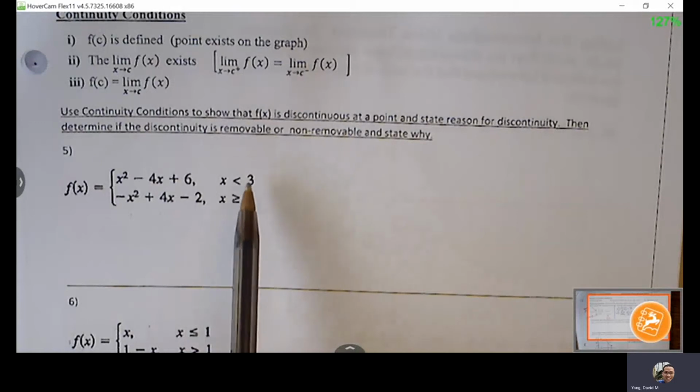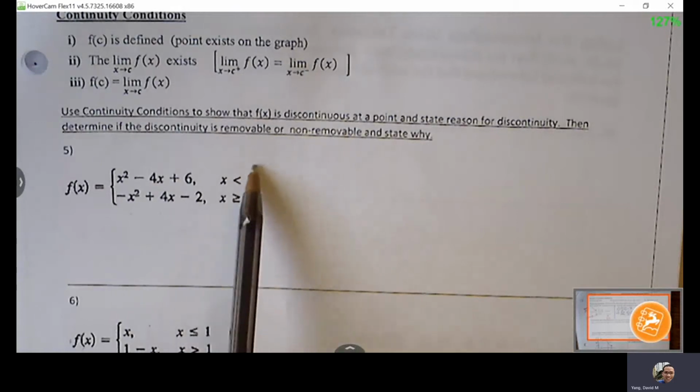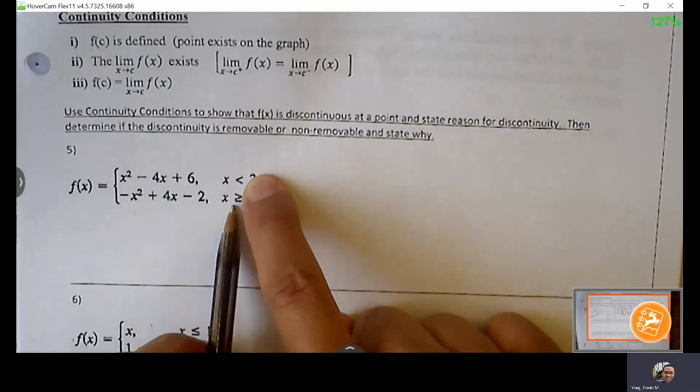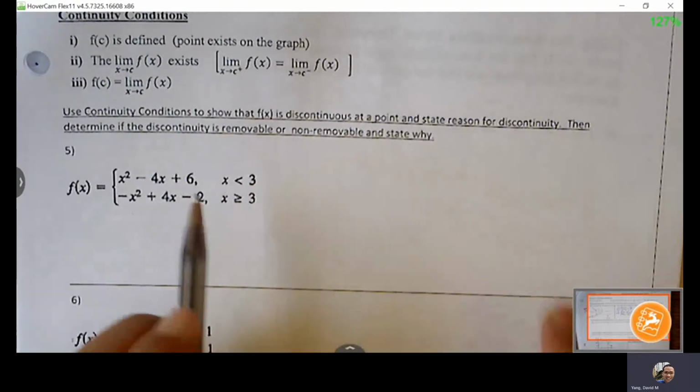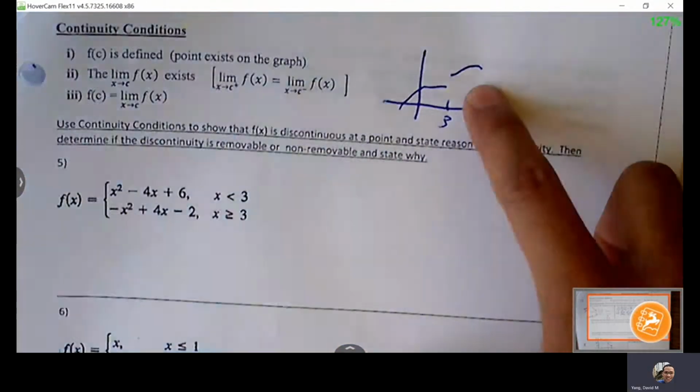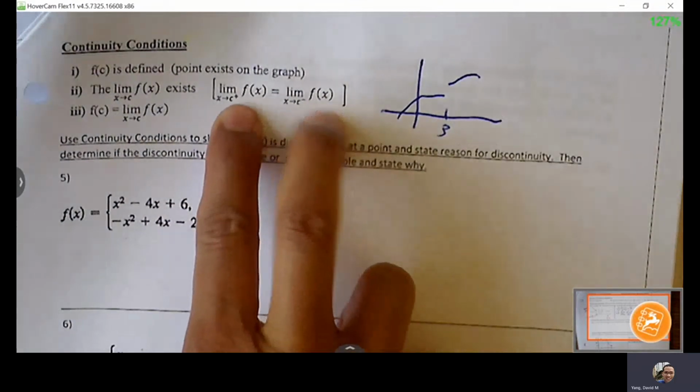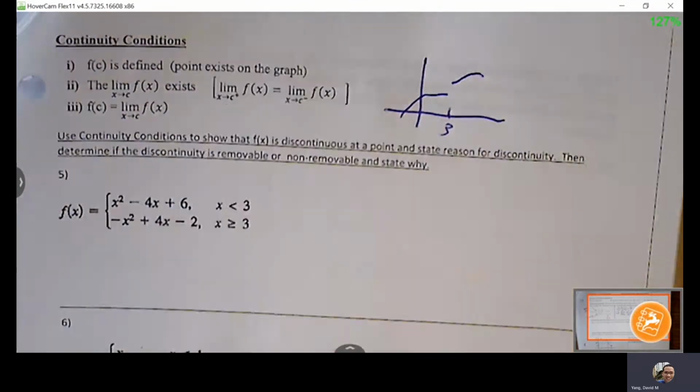Okay, I want you to observe number 5 here. What is different about the restrictions here? There's a greater than and less than. So if you have a greater than and less than, that means you're dealing with a graph that may look like this. You may be dealing with different branches. If you're dealing with different branches, you may have to look at one-sided limits separately from each other.